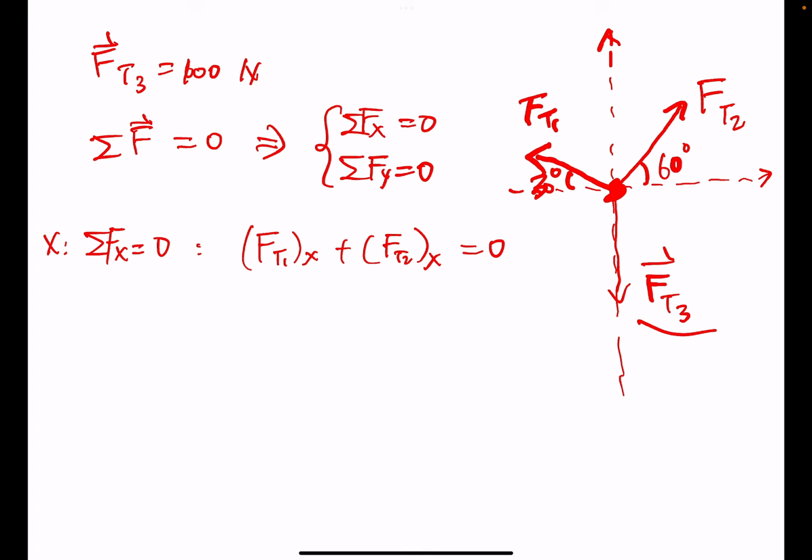Now, how to find the x component of Ft1? We need to find the angle of Ft1. Think about what's the angle of Ft1. The angle of the vector should be measured from the positive x direction going counterclockwise until you get to the vector. So this is 30 degrees, so the angle of Ft1 should be 150 degrees. So actually it should be cosine 150 degrees. This is the x component of Ft1. Ft2 is easy, 60 degrees.